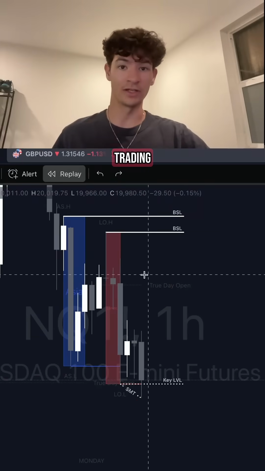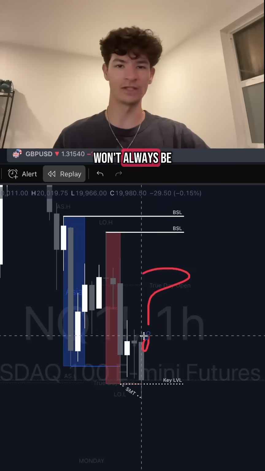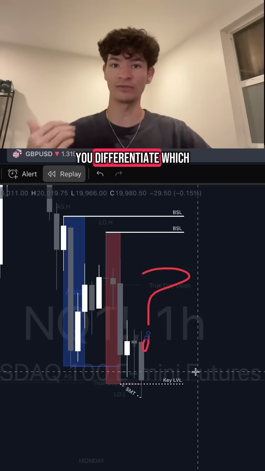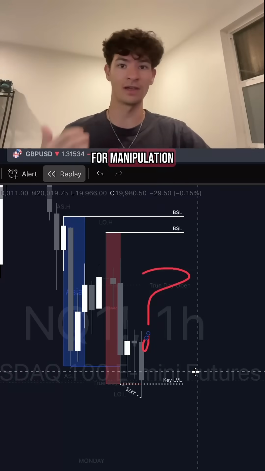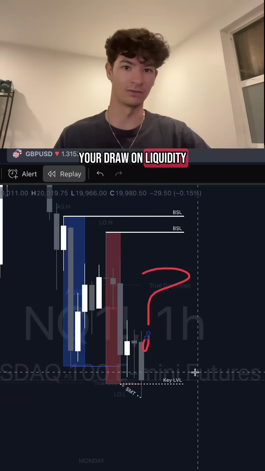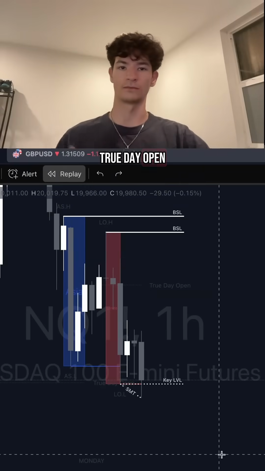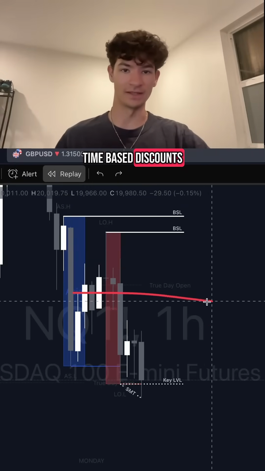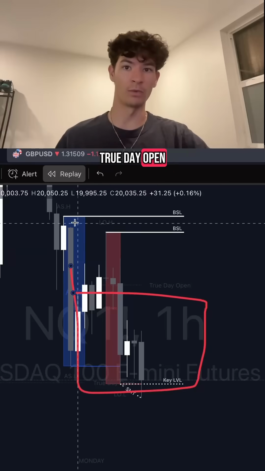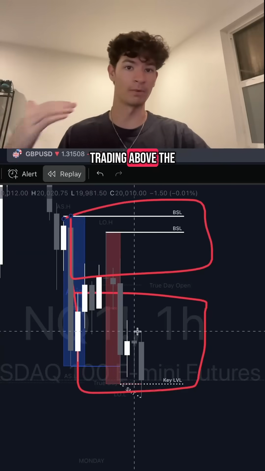Now, when you're trading, your previous session highs and lows won't always be as clean as this example, so how do you differentiate which ones to use for a manipulation and which ones to use as your draw on liquidity? That's where we can use our next time-based confluence, which is the True Day Open. Your True Day Open shows you time-based discounts when we are trading beneath the True Day Open and time-based premiums when we're trading above the True Day Open.